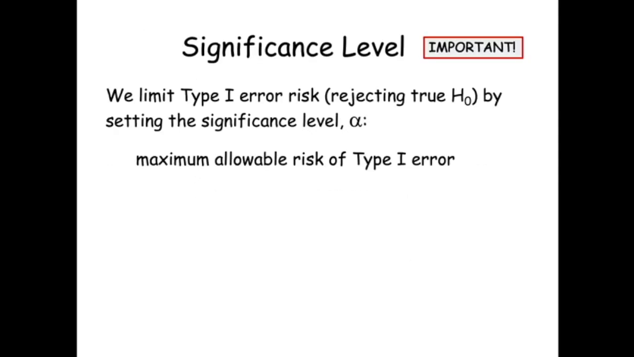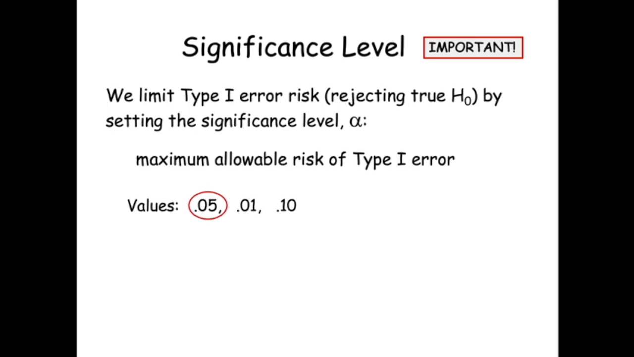We contain the risk of type 1 errors by setting the significance level, alpha. You are probably familiar with this term. Alpha represents the researcher's maximum allowable risk of making a type 1 error. Generally, this value is either 0.05, 0.01, or 0.10, with 0.05 being by far the most common.